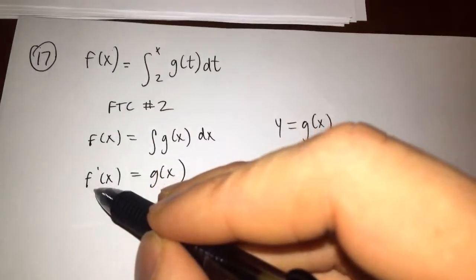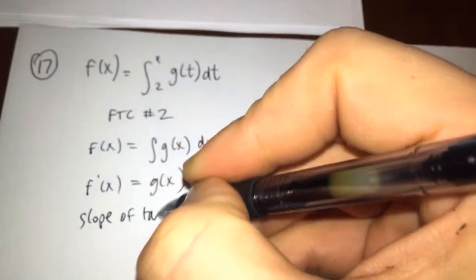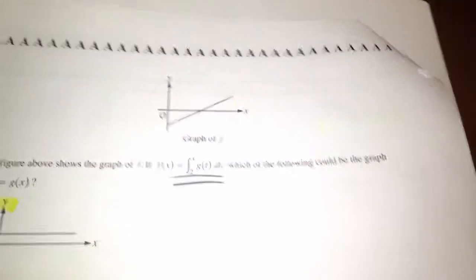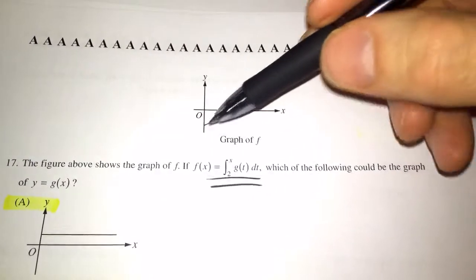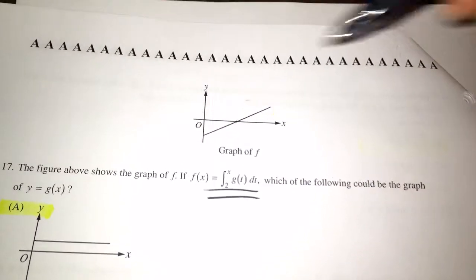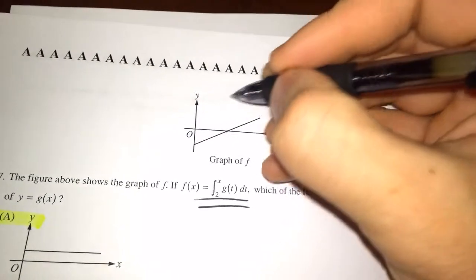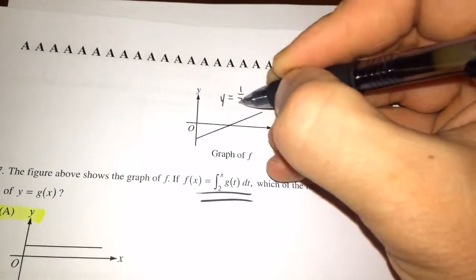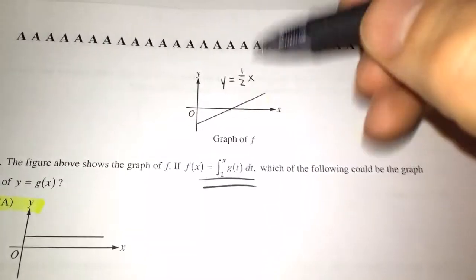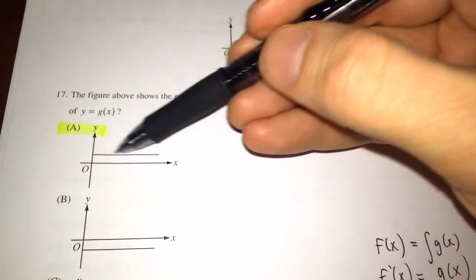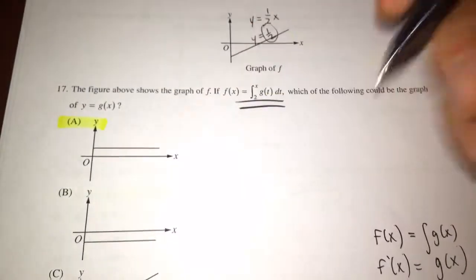Well, if g of x is equal to the derivative, we're basically looking for the slope of the tangent line. And since this graph is a linear graph, it's a constant rate of change. You could pretend that this graph is 1/2 x or something. Well, if you derive that, you would just have y equals 1/2. This is a constant, so it should be a straight horizontal line. Okay, and since it's positive, this line has got to be in the positive quadrant. That's the difference between A and B.